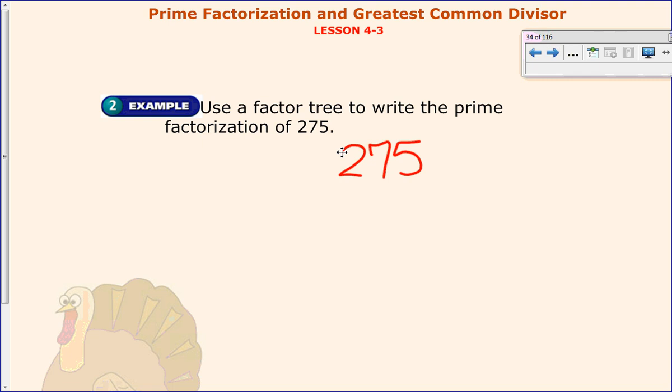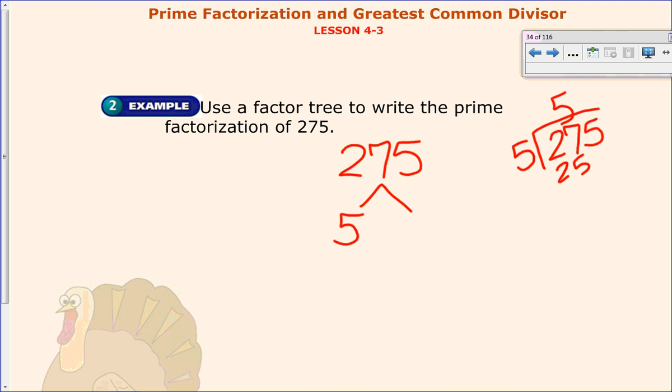All right, so let's see what we can get here. Well, I know it ends in a 5, so I know 5 itself goes into it. So 5 times what gives me 275? I'm going to do some work on the side just to make sure I know. And I get 55. 5 times 55 gives me 275.